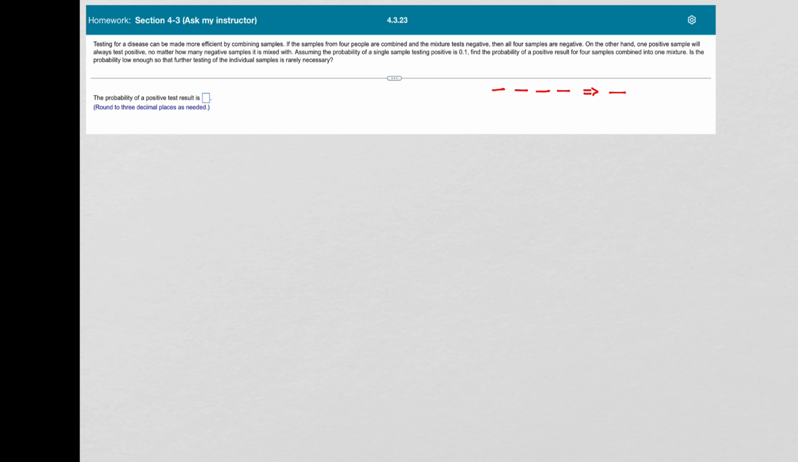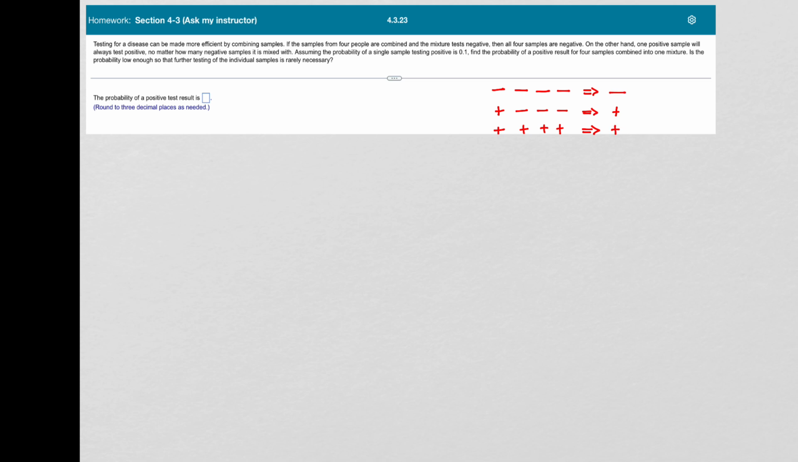If we had any positive sample within that group of 4, so if I had positive, negative, negative, negative, this is going to result in a positive result. If they were all positive, we're going to get a positive result. So the only way to get a negative result is for all of the individual samples to be negative. So what we want to do is take a group of 4.